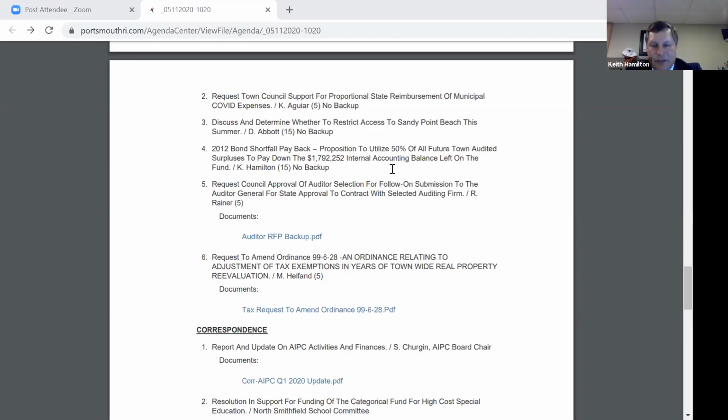So my motion would be to, as stated, utilize 50% of all future town audited surpluses to pay down to $1,902,252, which was what was in the audit this year. That number may be a little bit higher, a little bit lower. Mr. President. Mr. Jackson. So I have a question. I need a little more background on this.